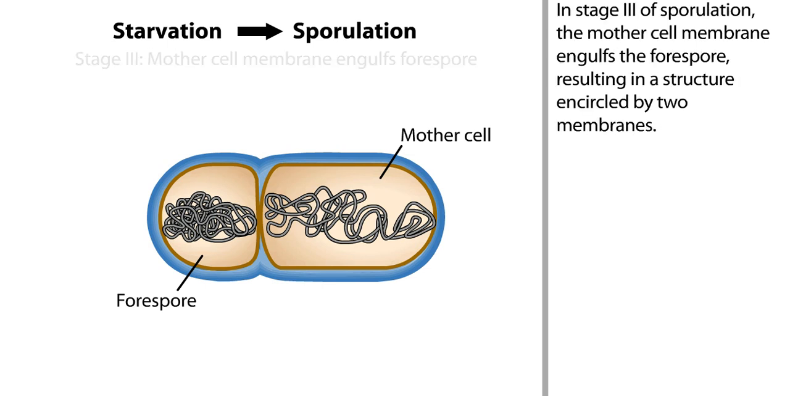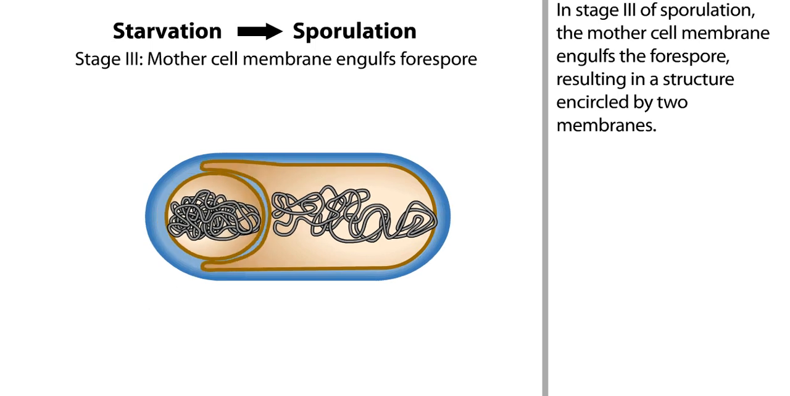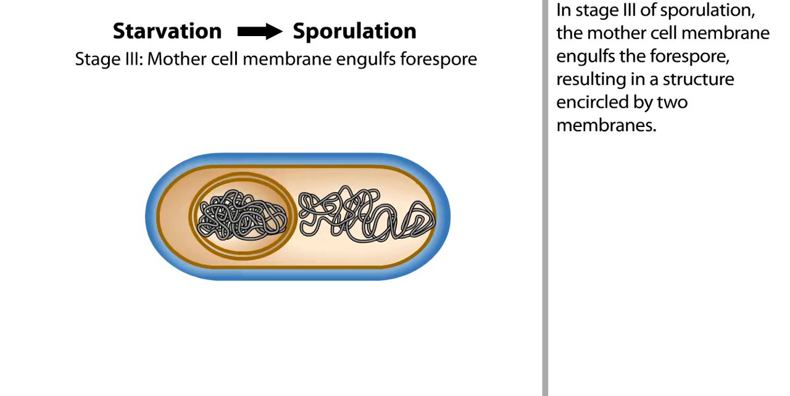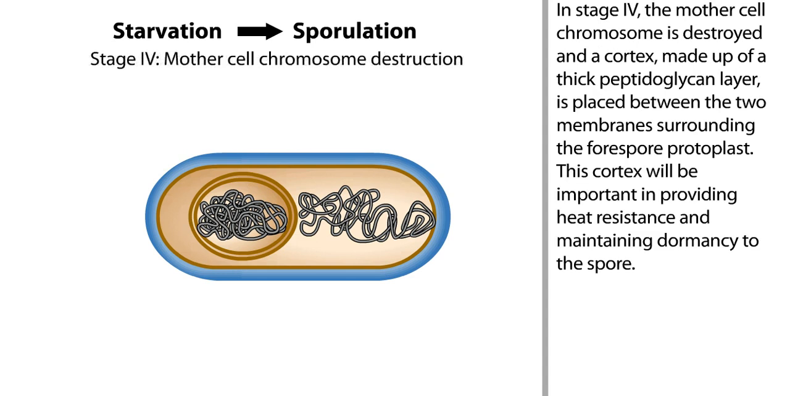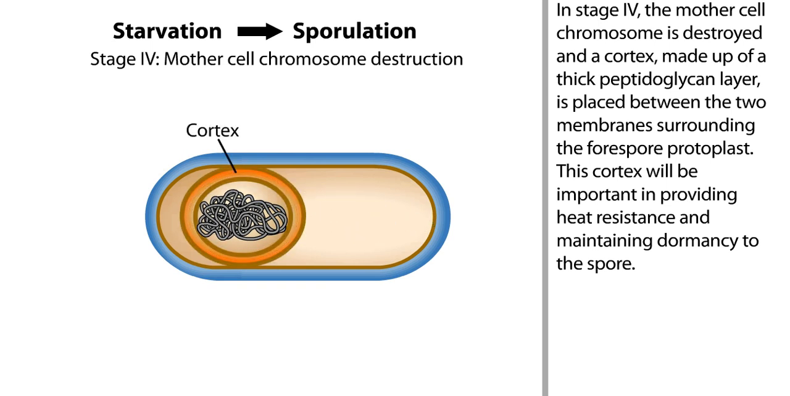In stage 3 of sporulation, the mother cell membrane engulfs the forespore, resulting in a structure encircled by 2 membranes. In stage 4, the mother cell chromosome is destroyed, and a cortex, made up of a thick peptidoglycan layer, is placed between the 2 membranes surrounding the forespore protoplast. This cortex will be important in providing heat resistance and maintaining dormancy to the spore.